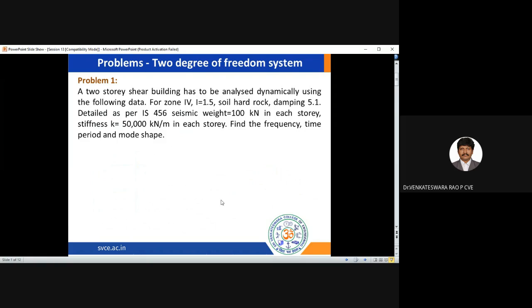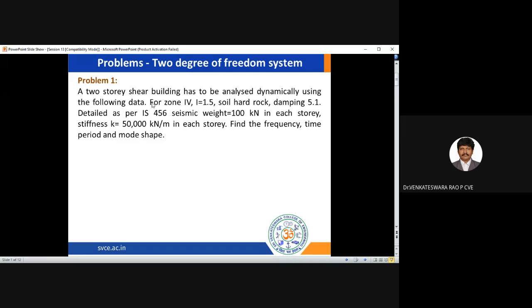Okay, so last class we discussed the two degree of freedom system, the derivation and all equations of motion, the derivation, modes of vibration, and so on. And today, with that concept, we will see how one can solve the problem. So please go through this.